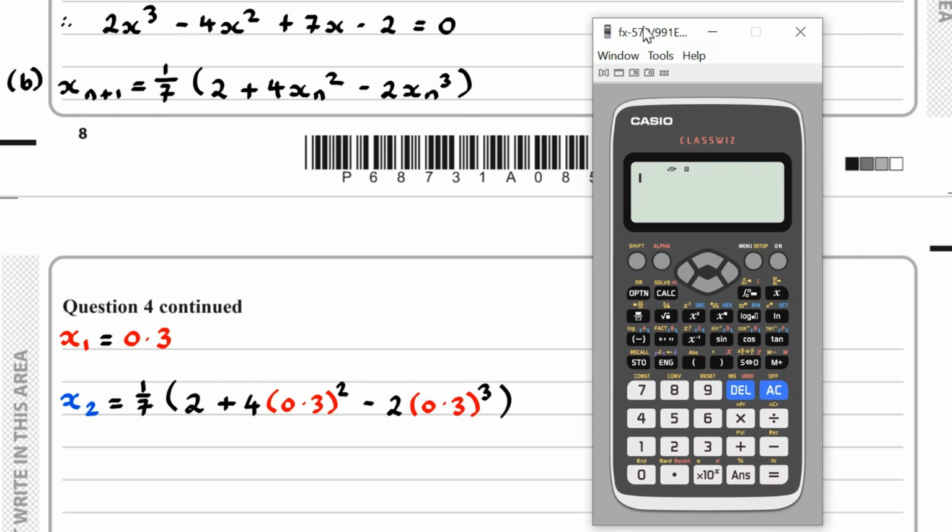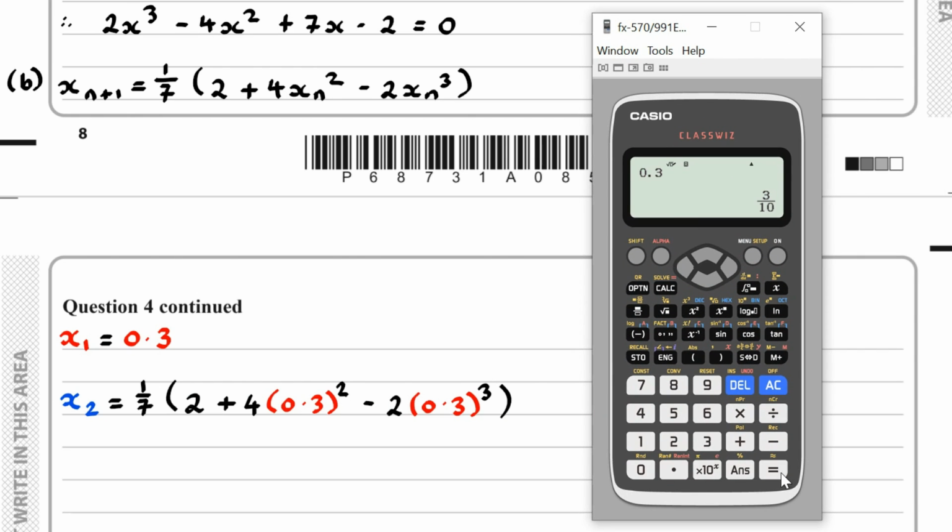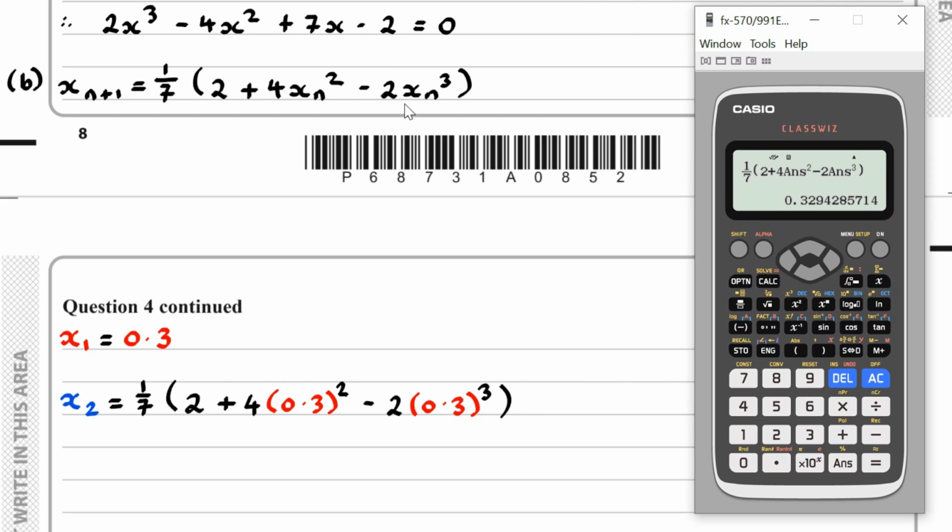If we type into our calculator 0.3, currently 0.3 is stored into the answer function. We have 1/7 lots of 2 plus 4 lots of answer squared minus 2 lots of answer cubed. What we end up with then is x2 equaling 0.3294, etc.